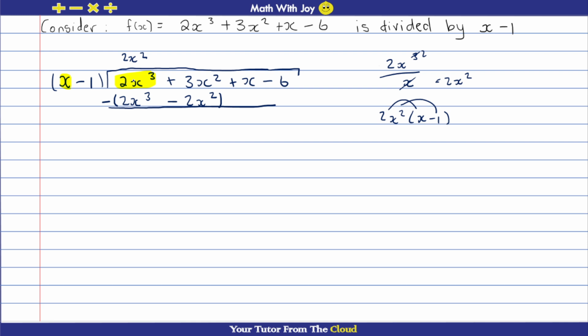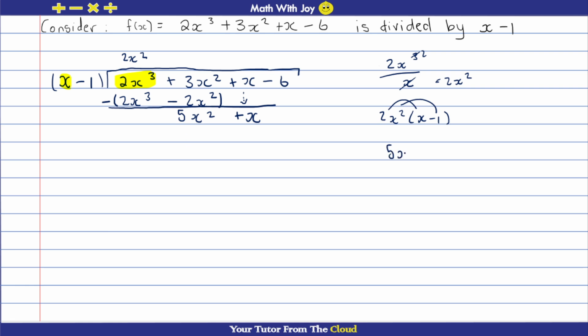All right, so we have 2x to the power of 3 minus 2x to the power of 3. That gives us 0. Then you have 3 minus minus 2, which is the same thing as 3 plus 2, which is then 5x to the power of 2. Then we have to bring down the next term, which is positive x. And then we repeat the cycle.